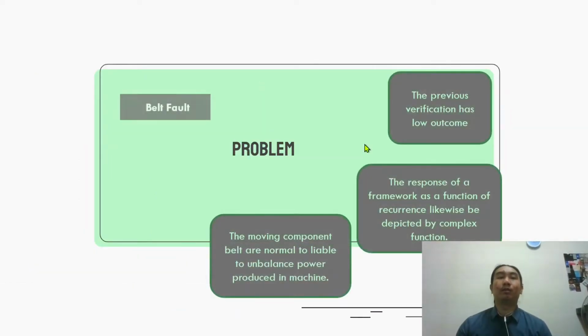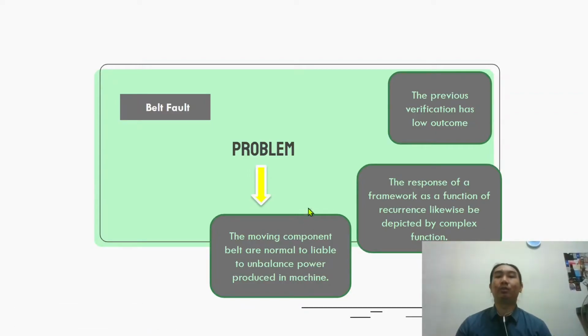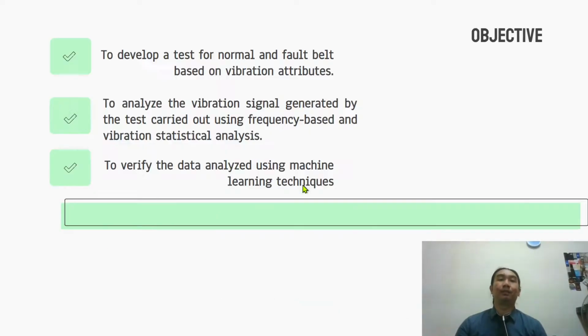First is the problem, the belt fault problem. Firstly, moving component belts are normally liable to unbalanced power produced in the machine. Secondly, the response of a framework as a function of frequency can likewise be deciphered by a complex function. Lastly, the previous verification has a low outcome.